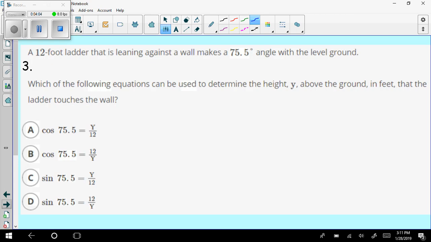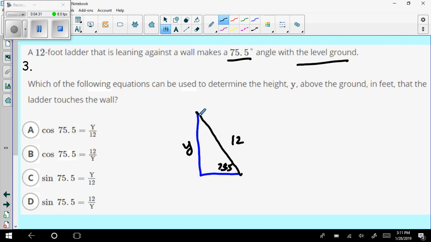Which of the following can be used to determine the height, y, above the ground in feet that the ladder touches? So we have a wall. We have a ladder leaning next to it. The ladder is 12 feet tall. The ladder makes an angle of 75.5 with the ground. So this in here is 75.5. The height above the ground, so how high up does the ladder reach? So we have these parts. The 75.5 is going to be our angle. The 12 is the hypotenuse. The y is the opposite.